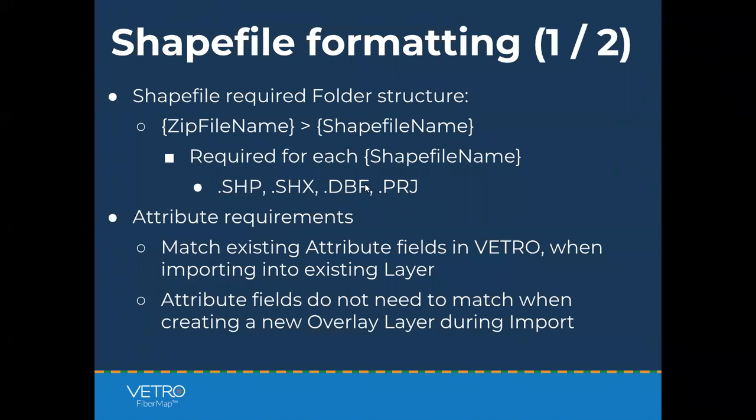Besides that, we're going to need to ensure that our field names match those that we have in VETRO, if we are importing a not network or a network feature, we will also need to do that if we are importing it into an existing overlay. Now, if we are importing into a brand new overlay, we can use whatever field names that we would like, because it will actually create new fields based on those names. The reason there's a difference there is because you've already established that you want an existing feature type to have specific fields, and you actually just want to populate those. So you're going to need to match those attributes.